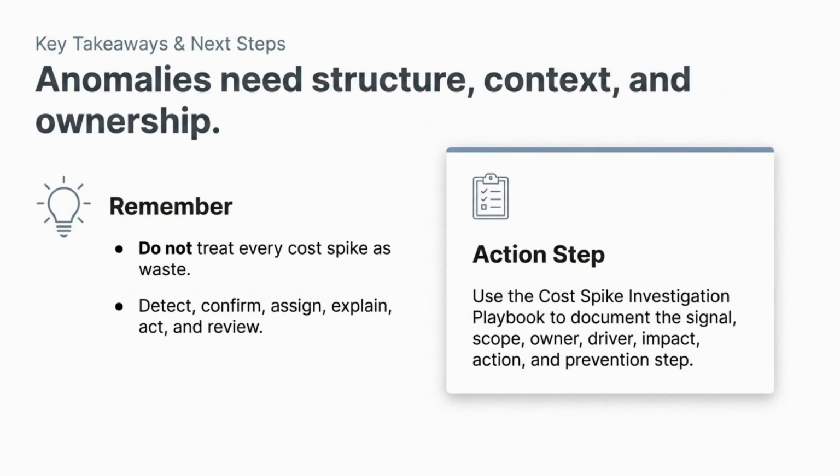Your action step is to use the cost spike investigation playbook. Document one example cost change using the template. Identify the signal, scope, owner, driver, impact, action, and prevention step. Then complete the Section 3 quiz to reinforce the main concepts from this section.